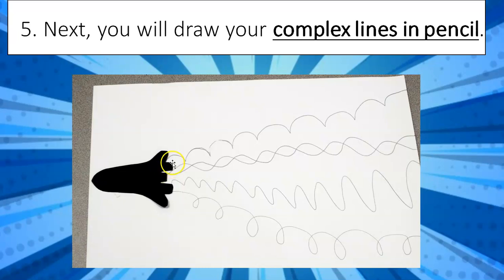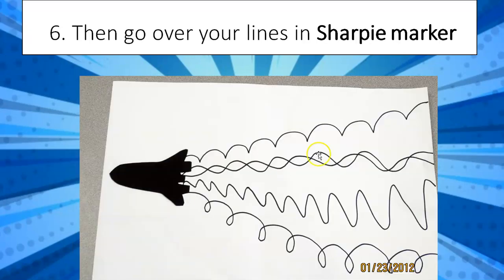Once you have that on, you can start by making some pencil lines of what your complex lines are going to look like. And when you are satisfied with all of your lines, there should be at least 4 to 5 lines. You are then going to go over those with a Sharpie marker so that they stand out nice and black like the silhouette of our shape.